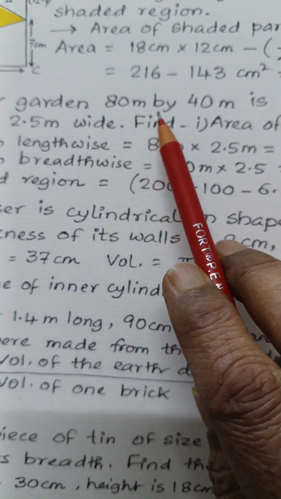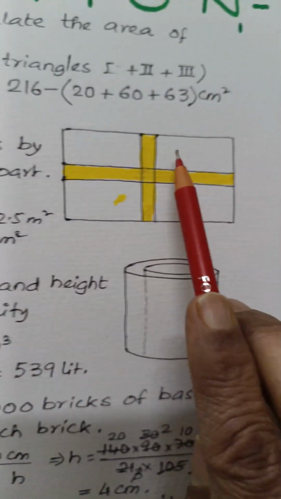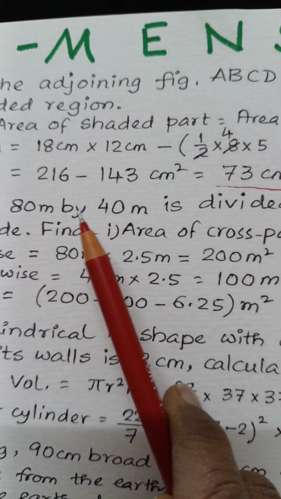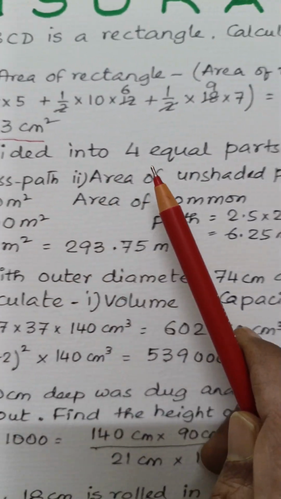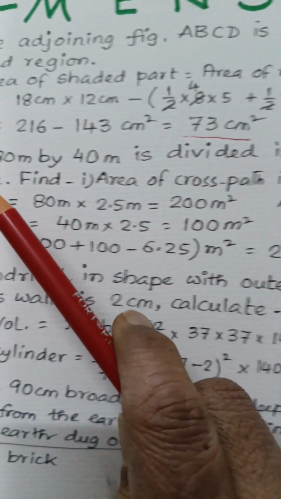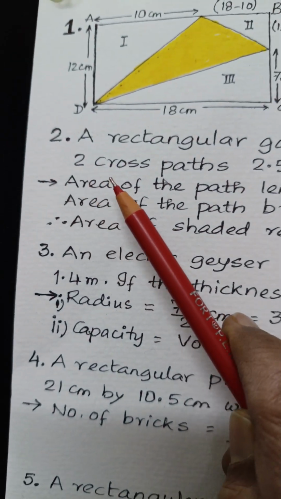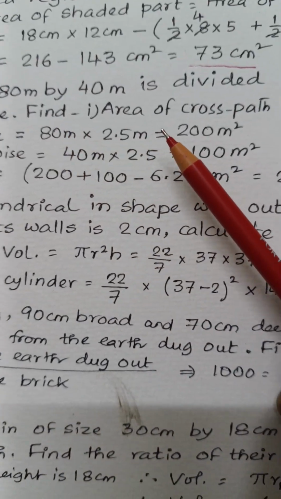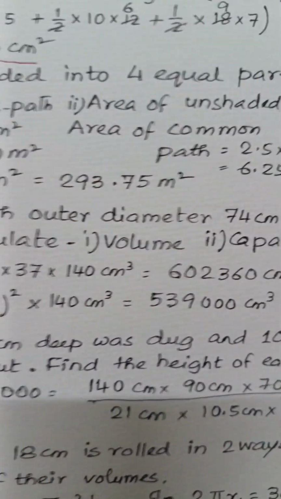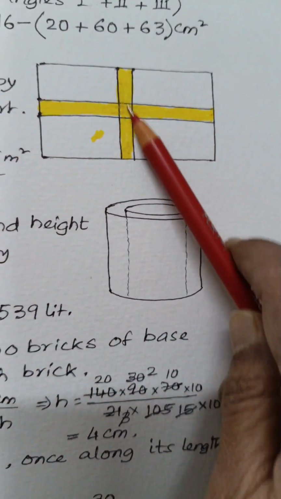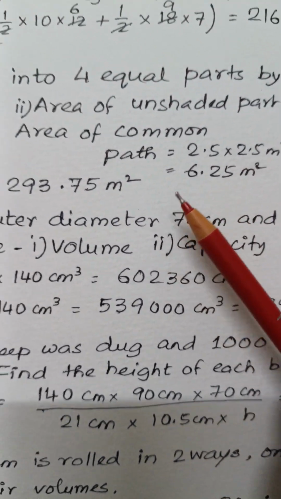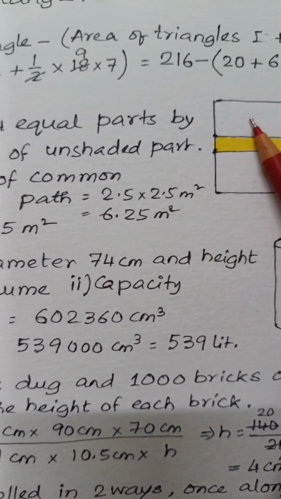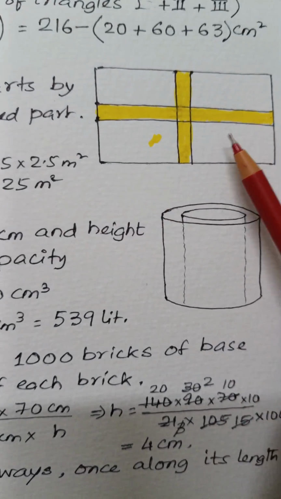A rectangular garden, 80 meter by 40 meter, is divided into 4 equal parts by 2 cross paths, 2.5 meter wide. Find, number one, the area of the cross paths, and number two, the area of the unshaded part. Unshaded part means this one, this one, this one and this one.